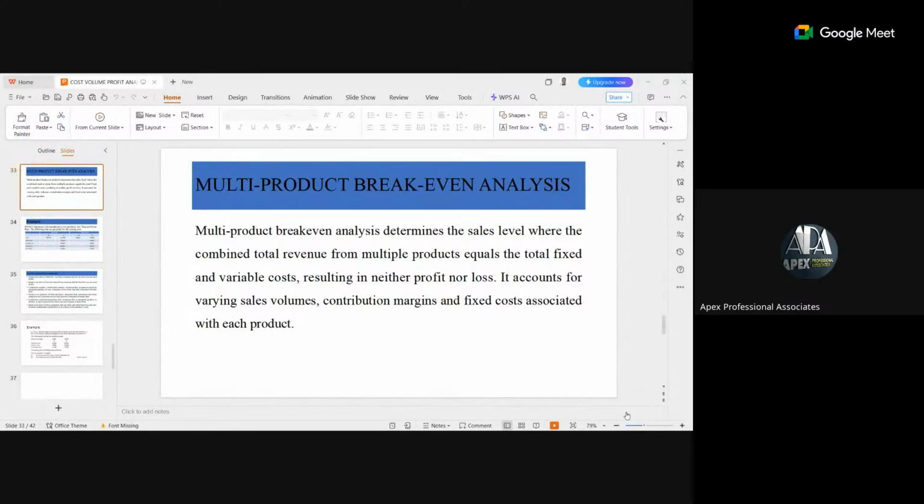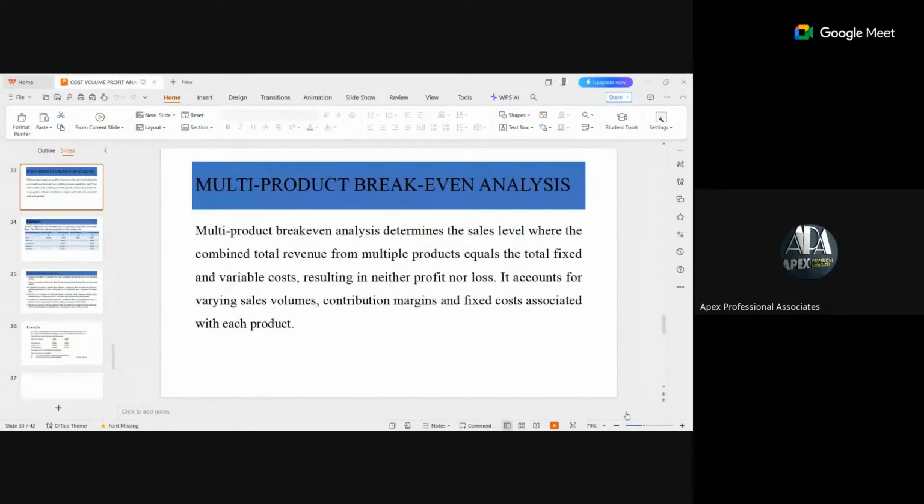So, multi-product break-even analysis. We discovered that some organizations produce multiple products, not just one product. So, for them to determine the break-even, there are various scenarios. Listening to this introduction is very key.